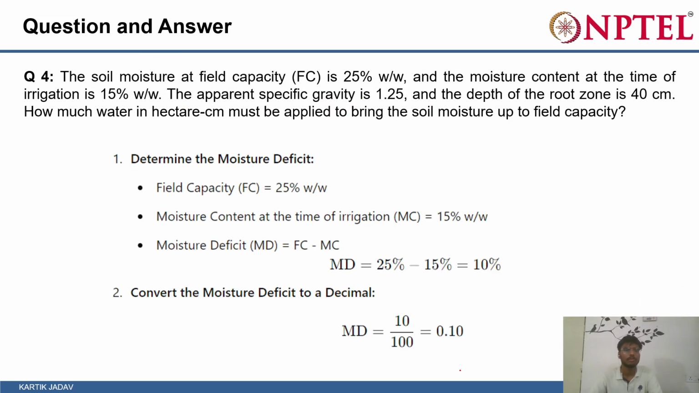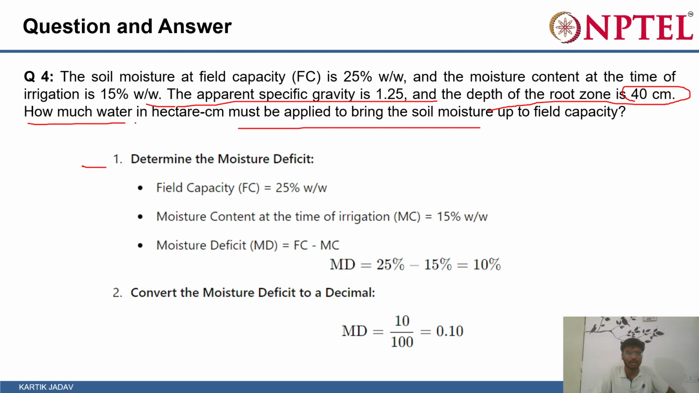Next question: soil moisture at field capacity is 25% on a weight-to-weight basis, and soil moisture content at the time of irrigation is 15% on weight basis. The apparent specific gravity is 1.25 and the depth of root zone is 40 centimeter. How much water in hectare centimeter must be applied to bring soil moisture up to field capacity? We need to determine how much water is required in hectare centimeter to bring soil moisture up to field capacity.